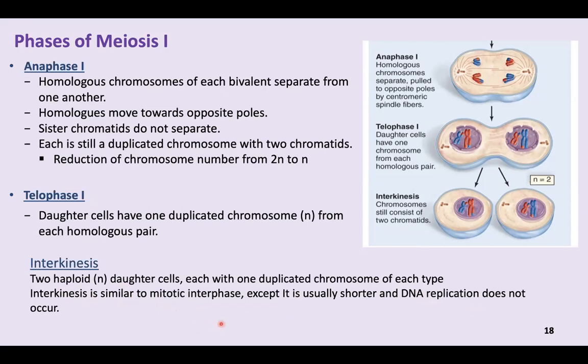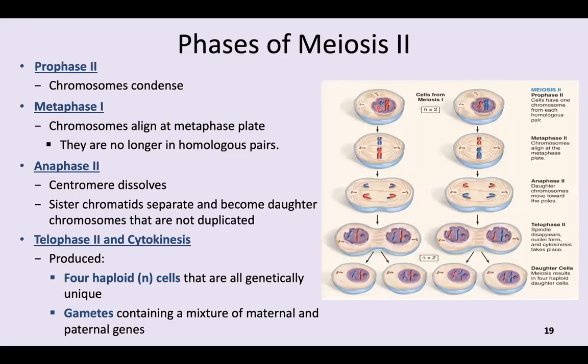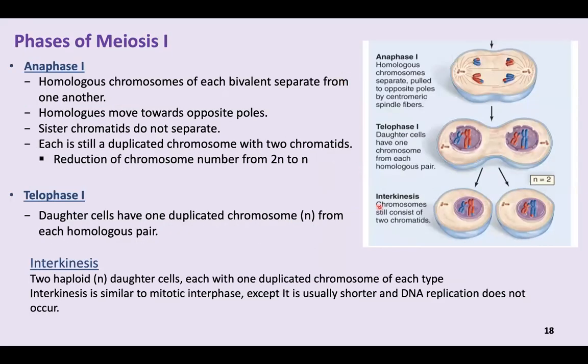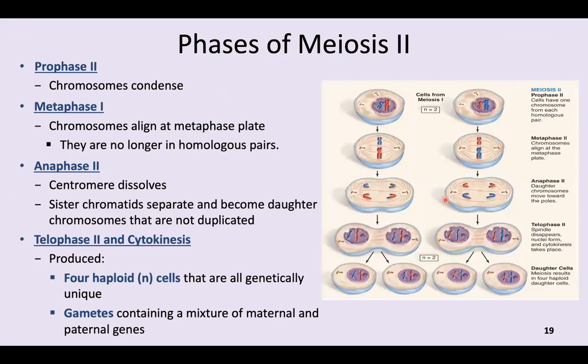So what happens during interkinesis? If you notice, here there is only one centrosome, right? So when you see prophase 2, there are two. They are going to form spindle fibers again. That is why we need interkinesis: for the formation of the microtubules, to form the spindle fibers to continue meiosis 2. So at the start of prophase, there are already two centrosomes or two centrioles. The chromosomes still condense.